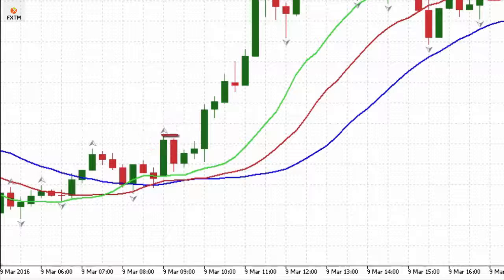Now, the high price of that up fractal is used as the breakout point where a trader would initiate a long position. So once it's appeared and the price has begun to rise and the Alligator is signaling an uptrend, we see a long position could be triggered right here.